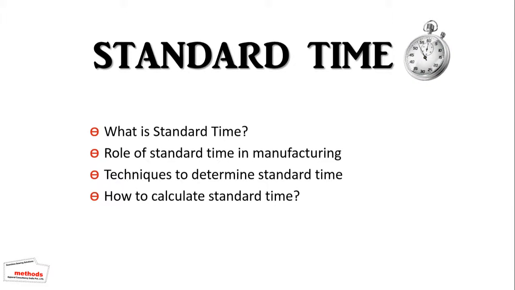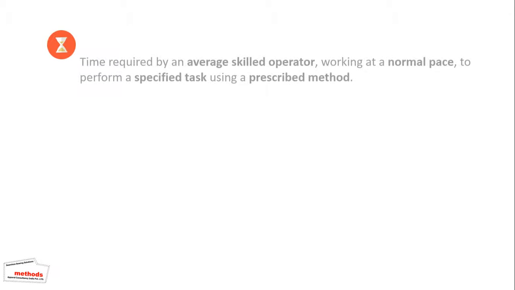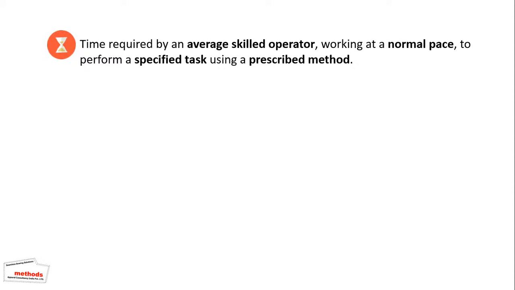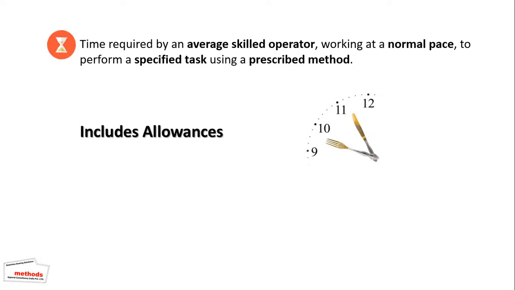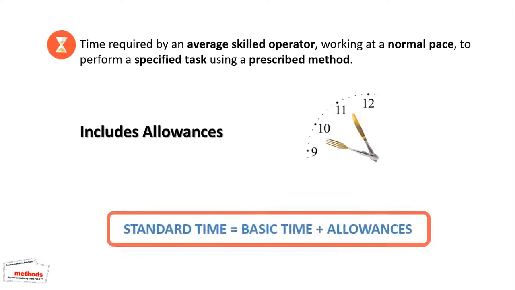Standard time is defined as the time required by an average skilled operator working at a normal pace to perform a specified task using a prescribed method. Now this time necessarily includes various time allowances. So standard time is basic time plus the allowances.